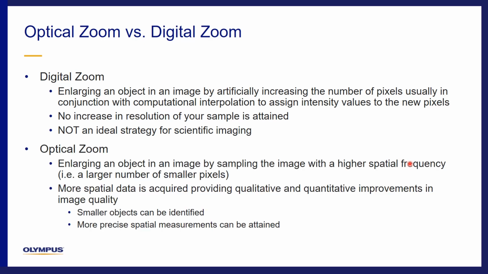Now conversely, with optical zoom, you are enlarging the object in the image by sampling the image with a higher spatial frequency. In other words, you're grabbing more pixels per unit area to get more information about what is actually in that image. So you get more spatial data, which is going to give you a qualitative and quantitative improvement in the actual image quality. By having more pixels in the image, you're able to discern and identify smaller objects, as well as get more precise spatial measurements. The distance between 2 points in an image can be measured with greater precision in this manner.